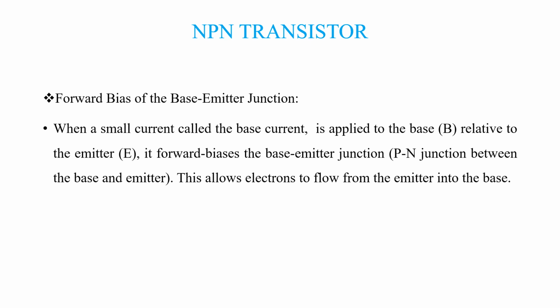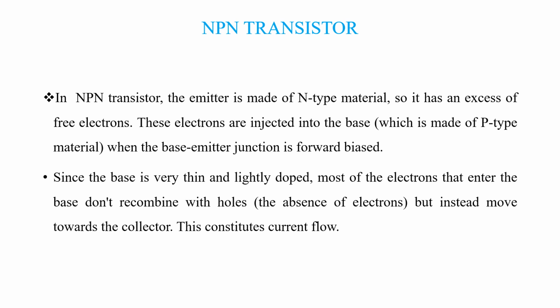Forward bias of base emitter junction. When a small current called the base current is applied to the base relative to the emitter, it forward biases the base emitter junction and it allows electrons to flow from emitter into base. In NPN transistor, the emitter is made up of N-type material, so it has excess of free electrons. And these electrons are injected into the base when the base emitter junction is forward biased.